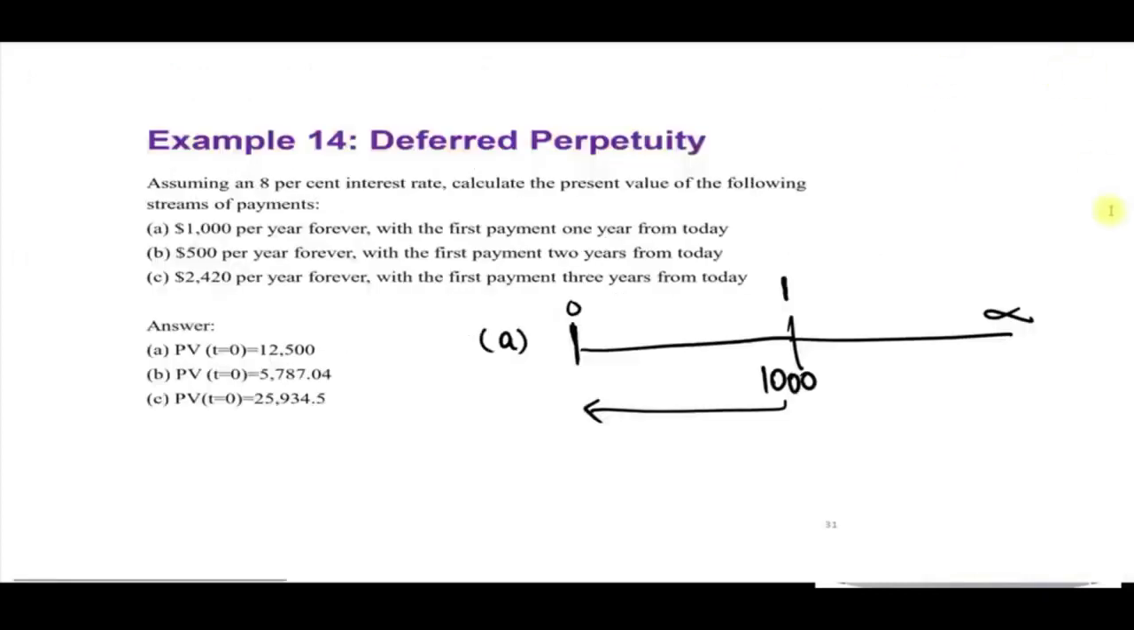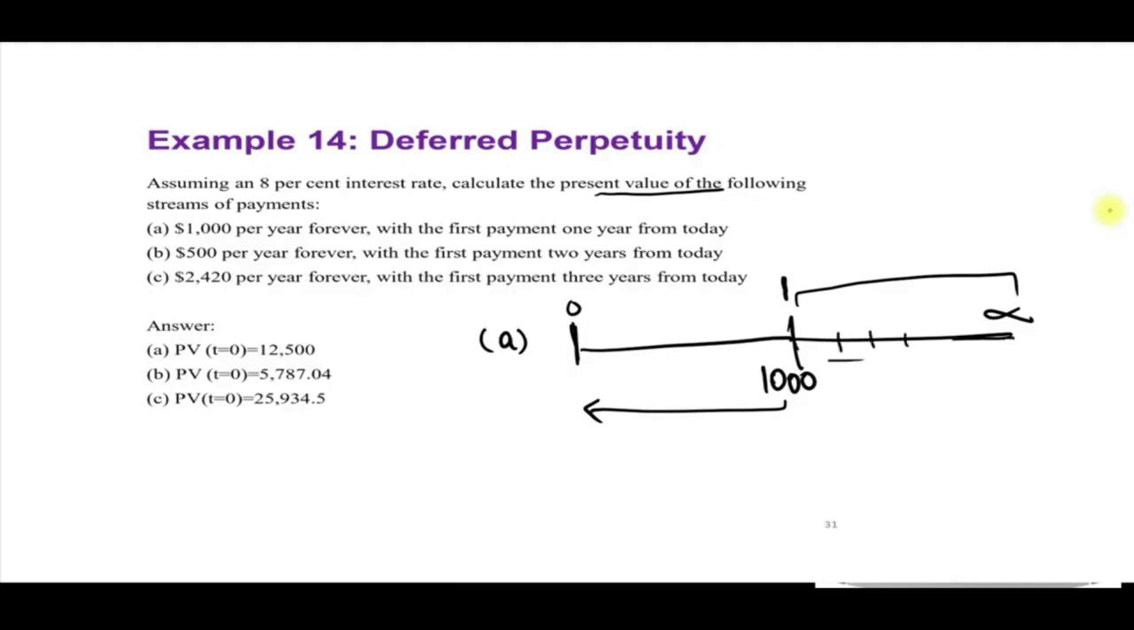Okay, so this is deferred perpetuity. It means this part is a perpetuity part, but this part is simple discounting, the same as we followed in the annuity. Okay, 8% is the interest rate. Calculate the present value of the following streams of payments: 1,000 per year forever.